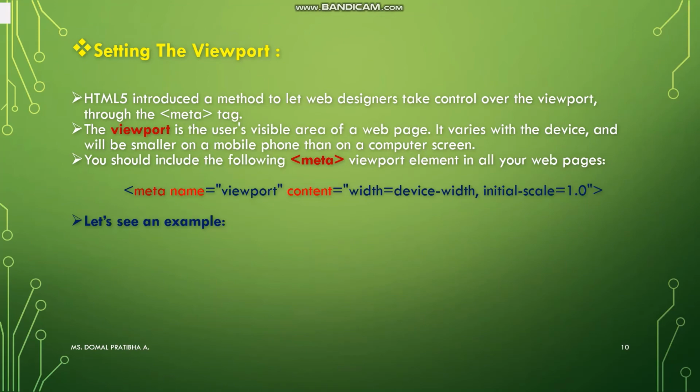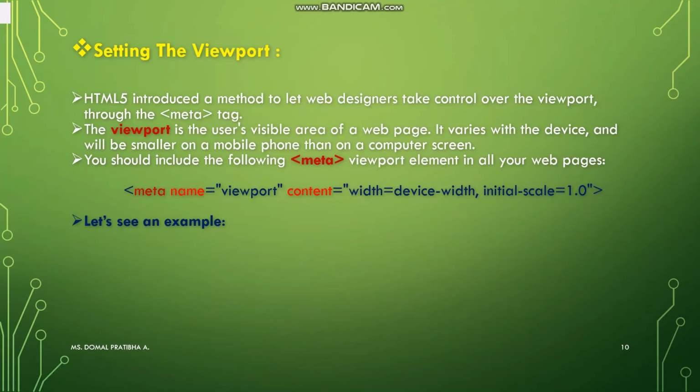Viewport. HTML5 introduced a method to let web designers take control over the viewport through the meta tag. The viewport is the user's visible area of a web page. It varies with the device and will be smaller on a mobile phone than on a computer screen. You should include the following meta viewport element in all your web pages. Meta name equal to viewport, content equal to width equal to device-width, initial-scale equal to 1.0.